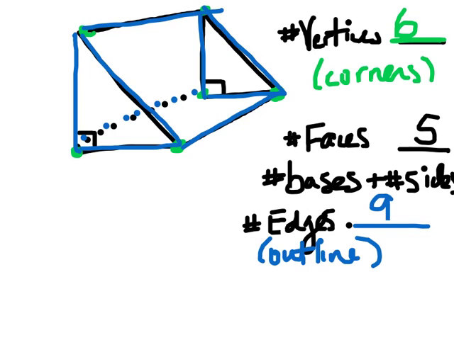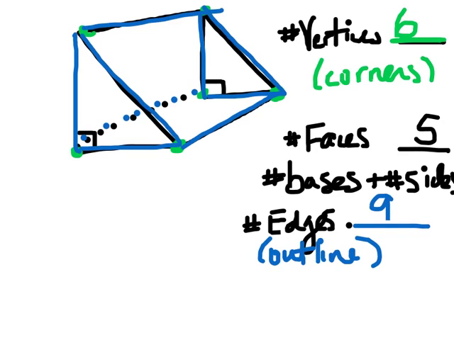Everybody understand that? Okay. So I like to do the dots for the vertices. The faces, you're just counting the actual, I'm using sides loosely here, but the actual number of sides in the whole figure, the bases and the sides. Edges, you can outline or draw it to count it.